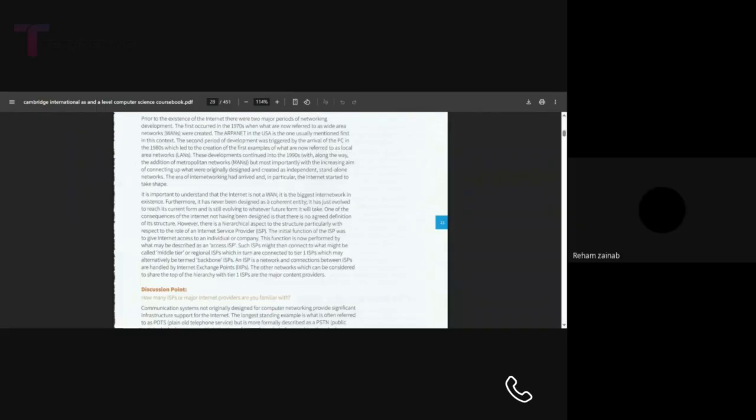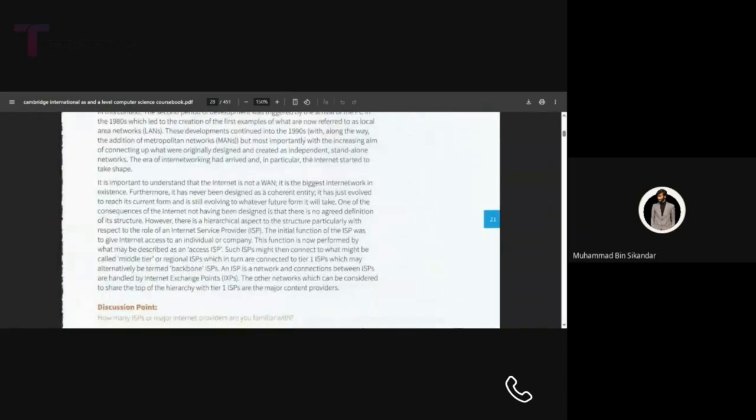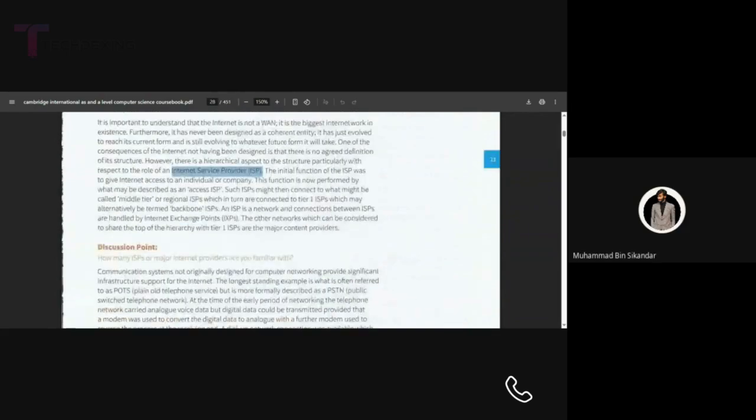And the last thing is the internet service provider. This is what allows you to connect to the internet, which is the network of networks. It provides you Wi-Fi, which allows you to browse over the internet.